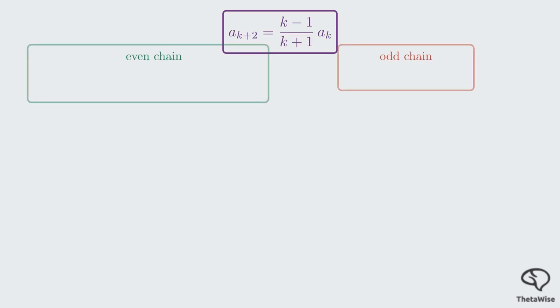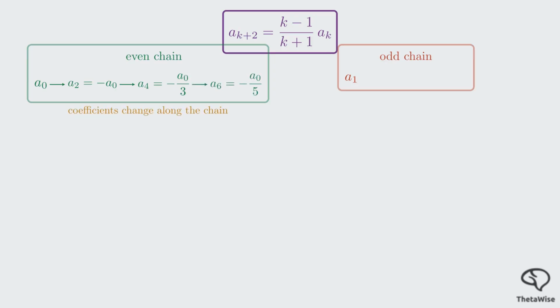Now we use the recurrence algorithmically. The two starting values, a sub 0 and a sub 1, are free because a second-order differential equation needs two independent constants. The recurrence advances by 2, so it creates two separate chains. Start with the even chain. At k equals 0, a sub 2 equals negative a sub 0. At k equals 2, a sub 4 equals 1/3 times a sub 2. So a sub 4 equals negative a sub 0 divided by 3. At k equals 4, a sub 6 equals 3 divided by 5 times a sub 4. So a sub 6 equals negative a sub 0 divided by 5.